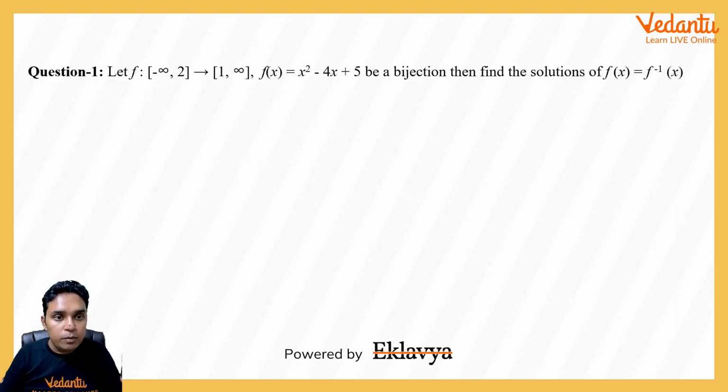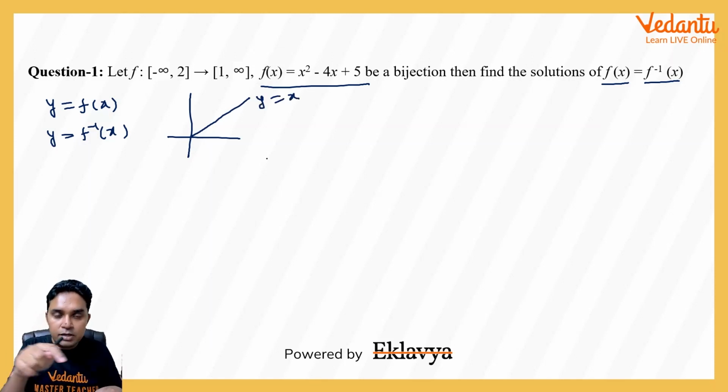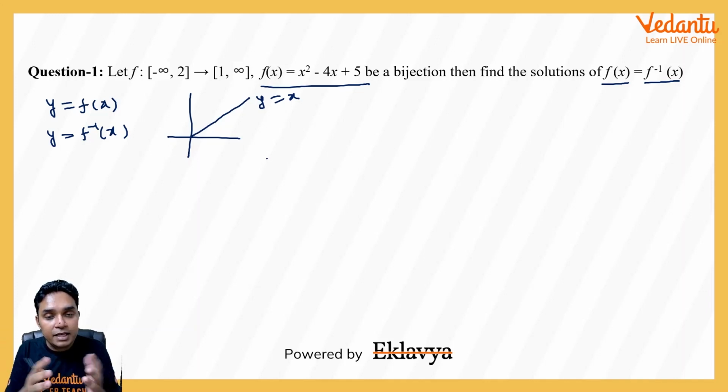So my first problem here is based on inverse of a function. We are asked to find the solutions of f(x) equal to f inverse(x), where f(x) is given as a quadratic. So what we normally do, we use the fact that y equal to f(x) and y equal to f inverse(x), their graphs are symmetrical about the line y equal to x, isn't it? So this is the line y equal to x, and the graphs of y equal to f(x) and y equal to f inverse(x) will be symmetrical about this. So whenever they are equal, they will be equal to x also.